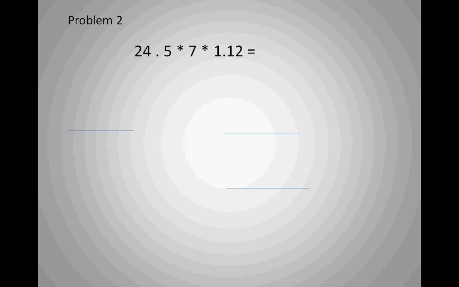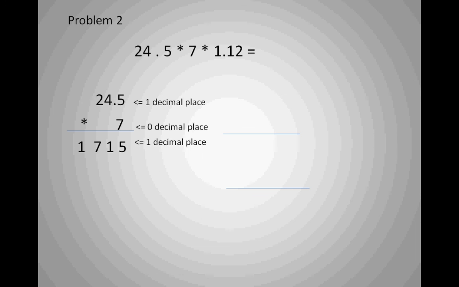First, line up 24.5 and 7 vertically and line up by their place values. Then ignore the decimals and start solving the problem. And the answer will be 1715. And then, let's count the decimal places again. There's 1 decimal place in the first number and 0 decimal places in the second number. So you have to move 1 decimal place from your right hand side to the left. And the answer will be 171.5.